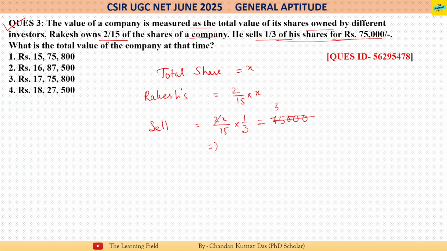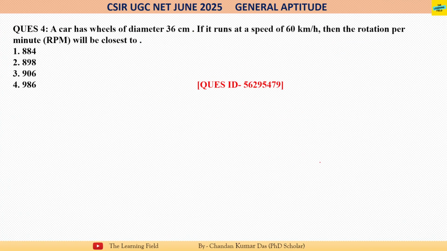So it goes to 37,500. That means x equals 37,500 into 45, which is equal to 1687500. And this is very easy. Option 2 is the correct answer of this problem. Fine. This is a very easy question.